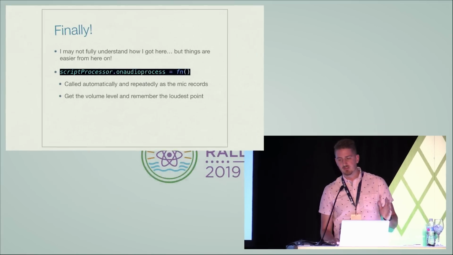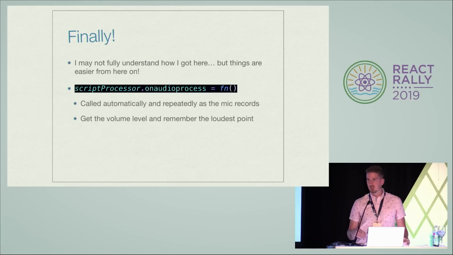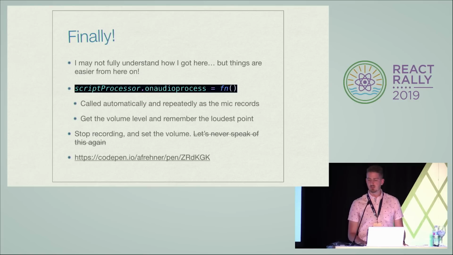But once we have that script processor, we can create an on-audio process, and that just gets fired repeatedly as the microphone is recording, and we gain access to the volume of the microphone. So all we do is remember the loudest point that it got over like a 4-second period, and stop recording and set the volume to that.